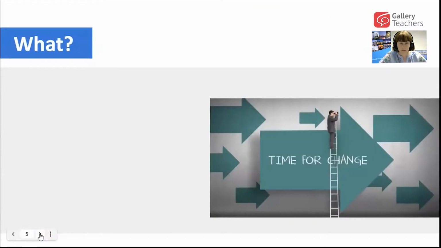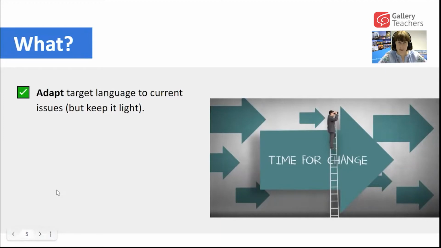What must we adapt? Well, the first thing we must adapt is our target language. When we adapt our target language, we want to still continue to talk about current issues, things that are happening in the here and now. However, it's important to keep it light and to look for light news stories, things that are happening currently that are important and are of interest to our students.